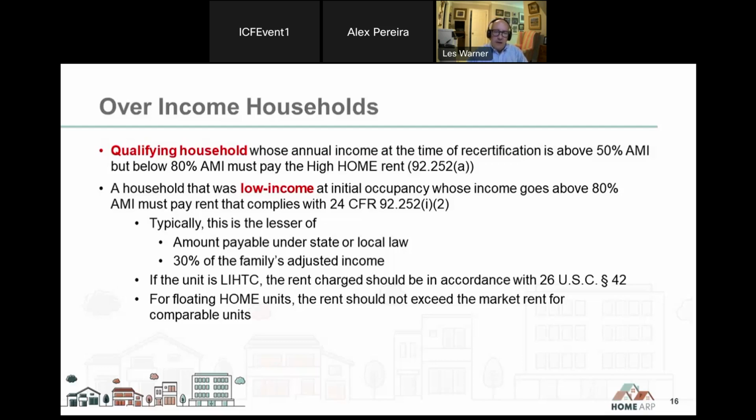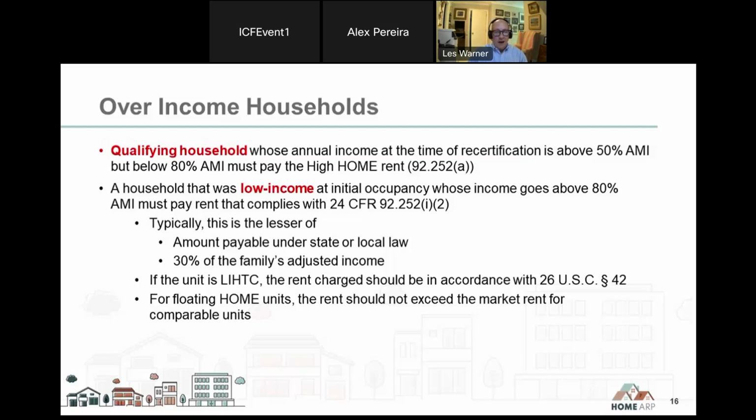But for over-income households, when we do a recertification and we determine that they have gone over 50% of the area median income, then we're going to make an adjustment on their rent. So Alex mentioned that for our QP households, our maximum rent is the 50%, the low HOME rent. When these households at recertification are found to go over 50% area median income, we are going to make an adjustment in their rent, and we're going to change that rent level to the high HOME rent.